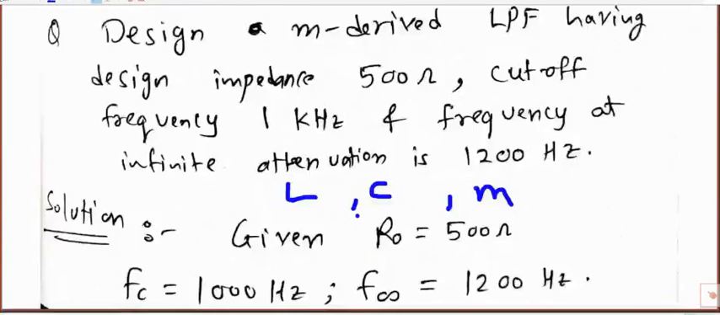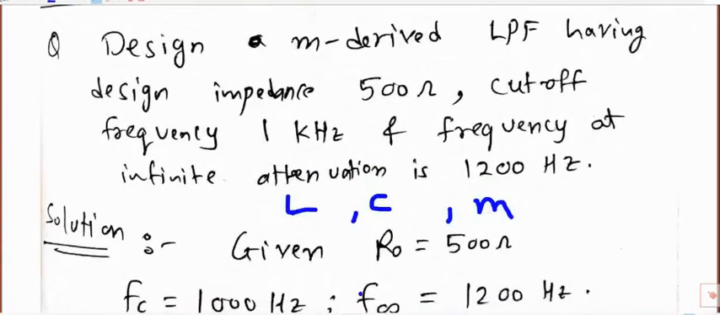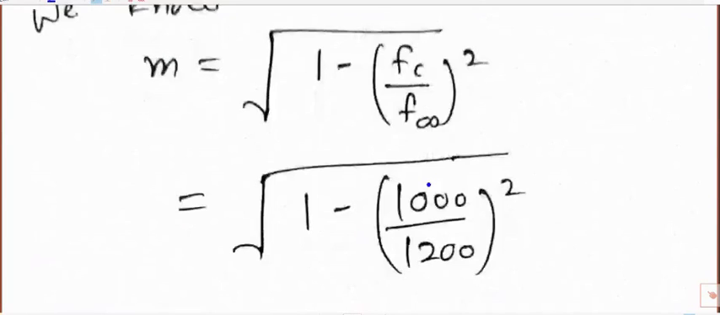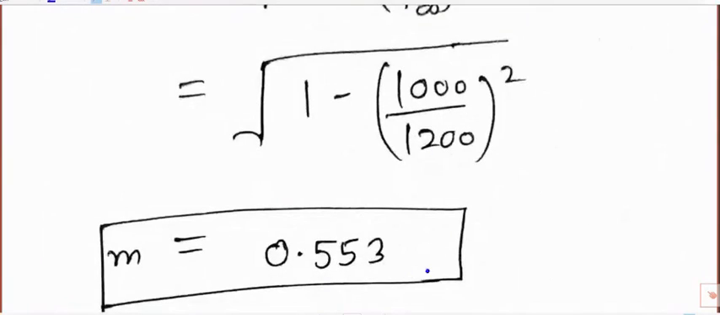So given is R0 equal to 500 ohm, FC is 1 kilohertz, F infinity is 1200 hertz. So M is given by under root 1 minus (FC by F infinity) square. So FC is 1000, 1 kilohertz means 1000, F infinity is 1200. So solve these, M value is 0.553.